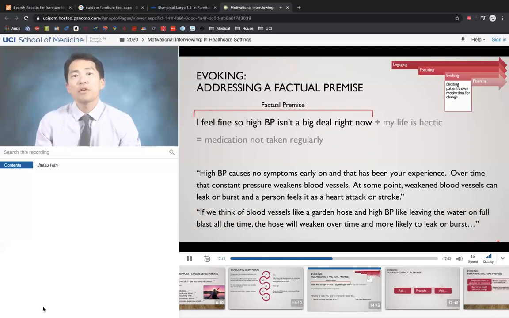We can alternatively do the same thing with an analogy. If you think of blood vessels like a garden hose and high blood pressure like leaving the water on full blast all the time, the garden hose will weaken over time and be more likely to leak or burst, and a patient would experience that or feel that as a heart attack or stroke. So you can see here, I'm not questioning what the patient has said. I'm simply adding to that patient's sense making. I'm avoiding the use of jargon or complicated medical phrasing, and I'm presenting this very neutrally.